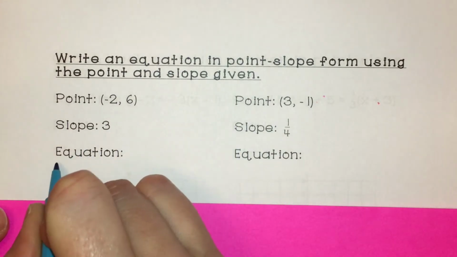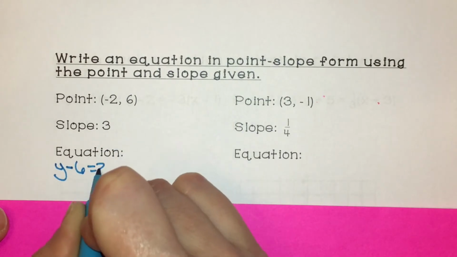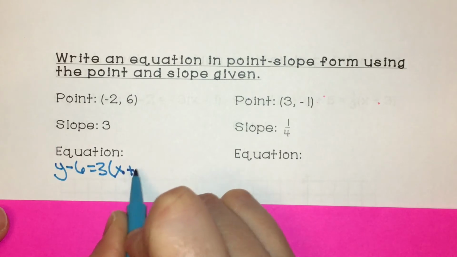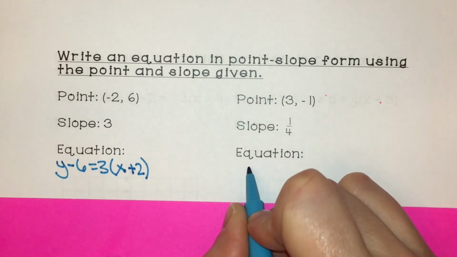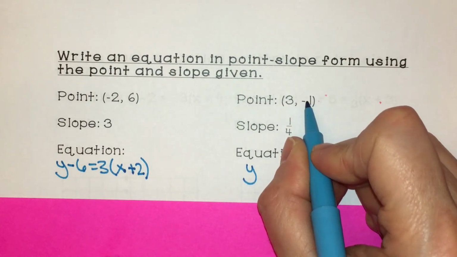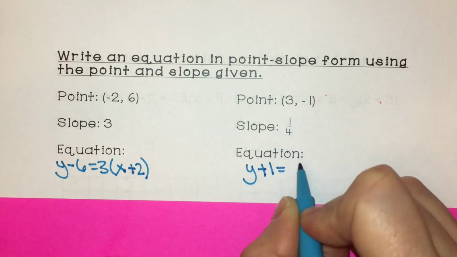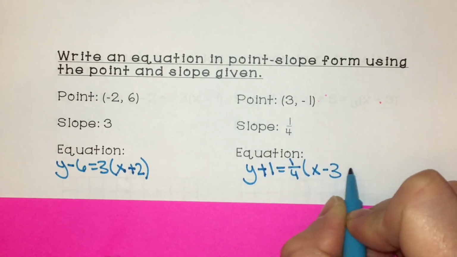All right, so your equation should be y minus 6 equals 3 times x. It'd be minus -2, so I'm just going to put +2. This one, we have y, it'd be minus -1, which changes to plus 1, equals our slope is 1/4 times x minus 3.